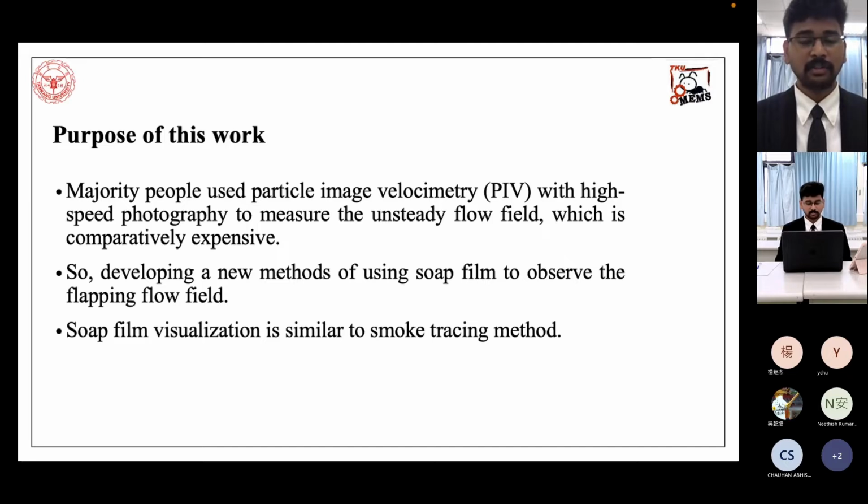Why have we taken up this work, especially on the soap film? The majority of people use only particle image velocimetry, PIV, with high speed camera photography to measure the unsteady flow field, which is comparatively very expensive. So we are developing a new method using soap film to observe the flapping flow field, and soap film visualization is similar to smoke tracking methods.